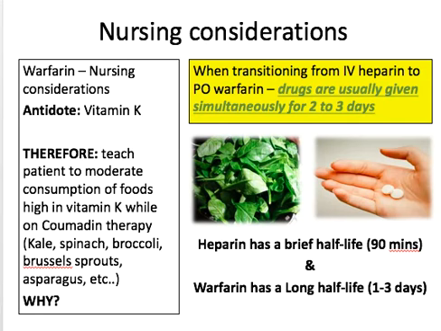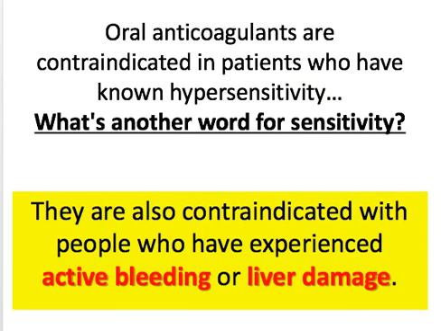All right. The antidote for warfarin is vitamin K, very different from heparin. So teach clients not to increase or decrease the amount of vitamin K in their diet. There are great sources of vitamin K in green leafy vegetables such as kale, spinach, broccoli, and Brussels sprouts. All right. So look a little bit into vitamin K.